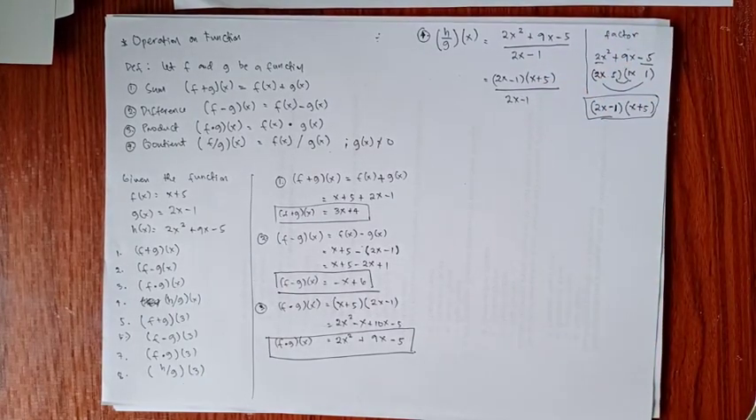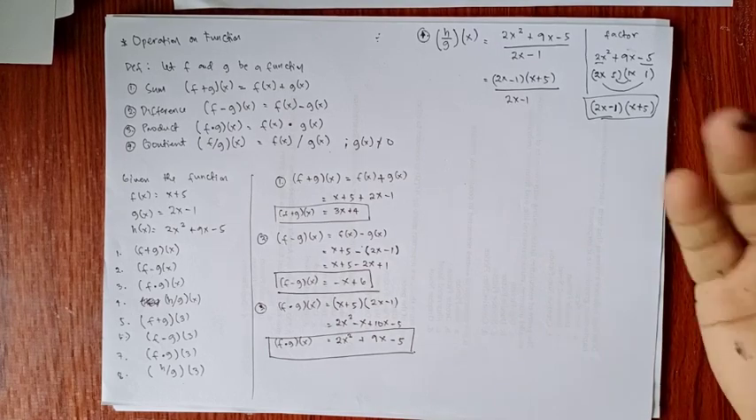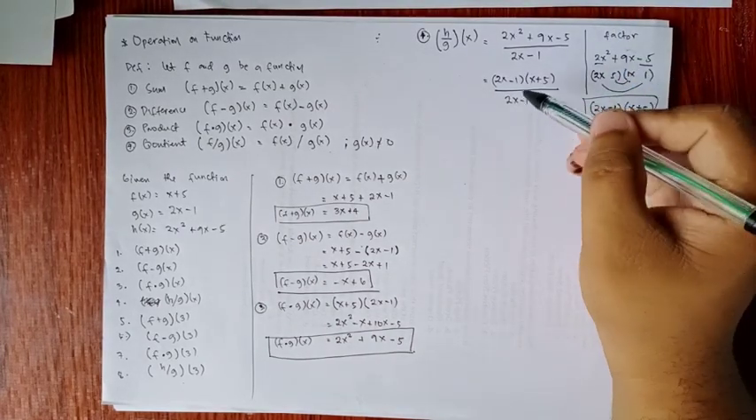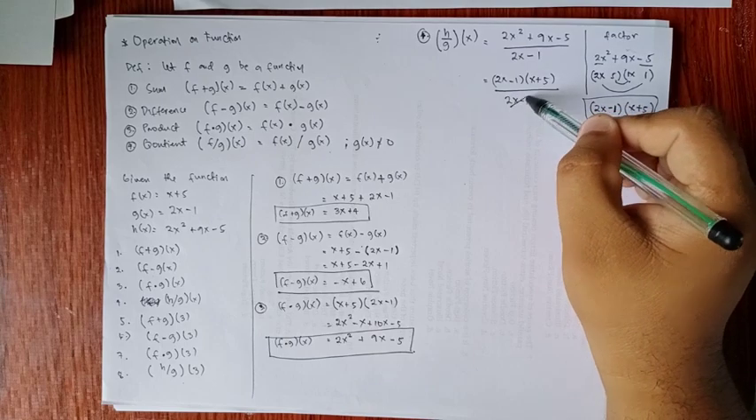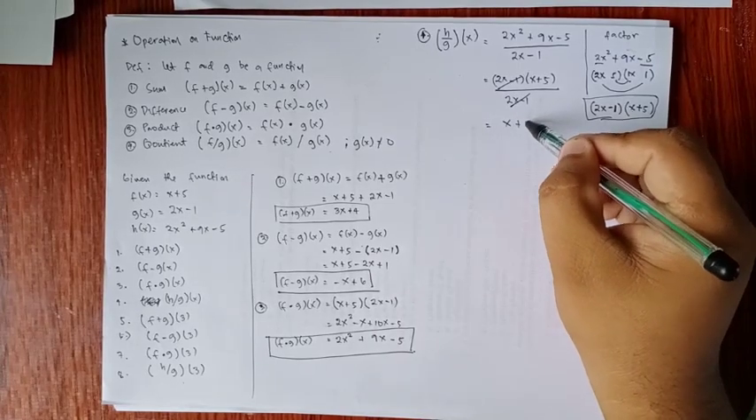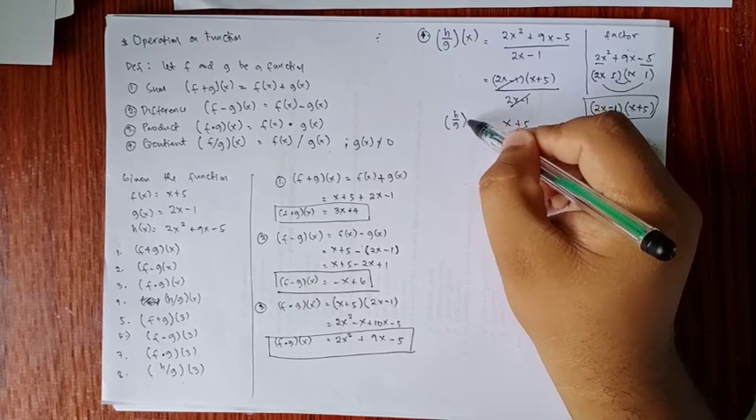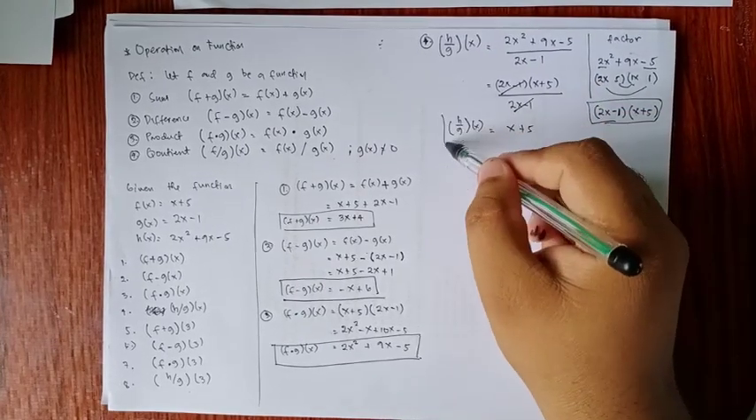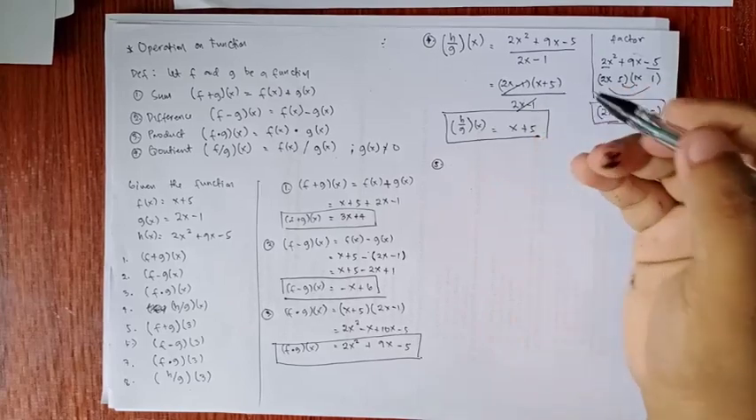Question. May magkapareho ba na term? Wala. If meron, pwede siya eliminate. So, kung mapapansin nyo, meron tayong 2x minus 1 sa numerator, sa denominator naman meron. So, eliminate lang natin siya. So, meron tayong final answer is x plus 5. So, therefore, h divided by g of x is x plus 5. Ganun lamang siya. So, I hope you understand.